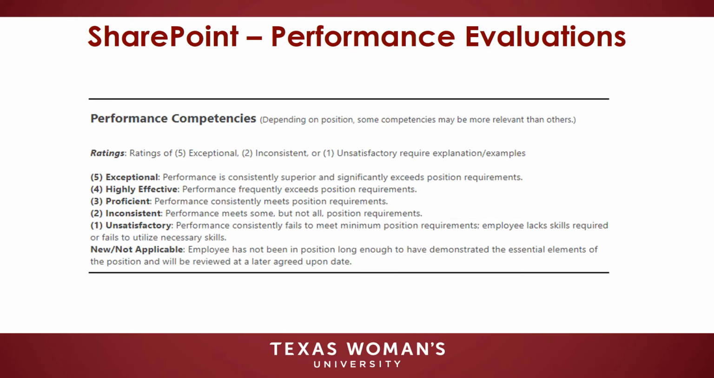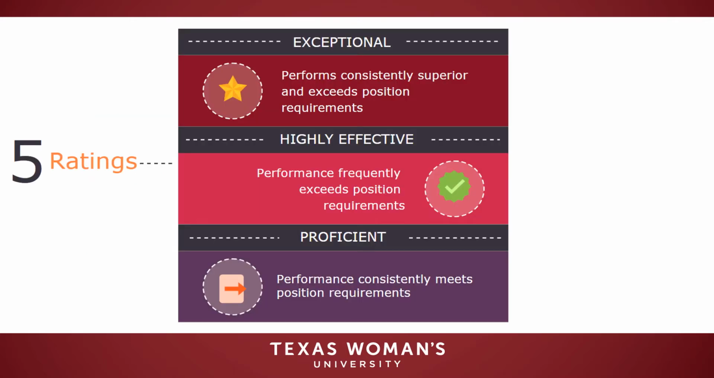The next section of the performance evaluation is a listing of the 5 scores and ratings of the performance competencies. Each performance competency question will be scored. In the past, we have required explanations and/or examples for a rating of exceptional or unsatisfactory. However, based on input from employees and supervisors, the requirement for explanations and examples for an inconsistent rating has been added. The next 2 slides are illustrations of the 5 ratings of the performance evaluation.